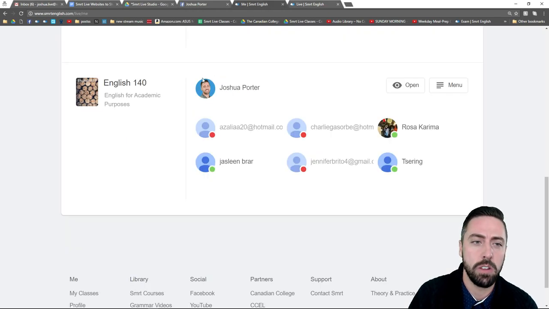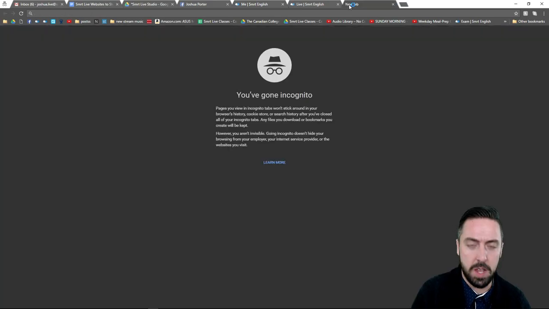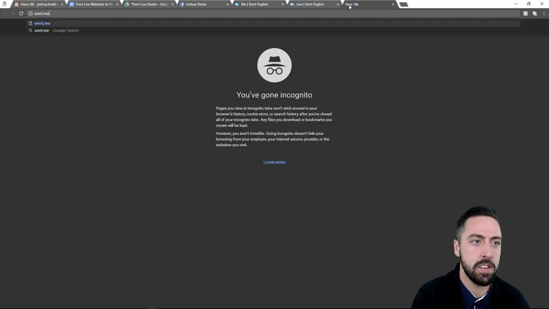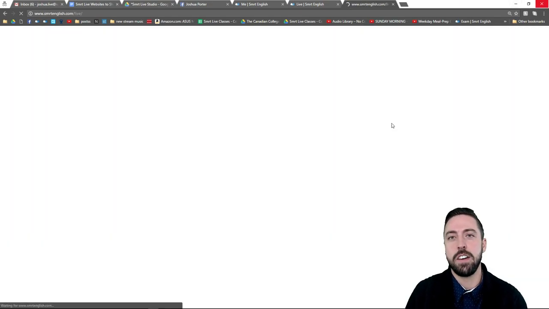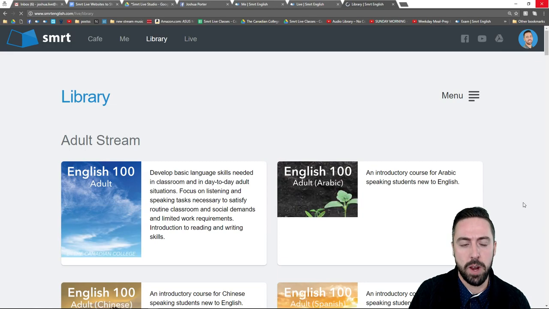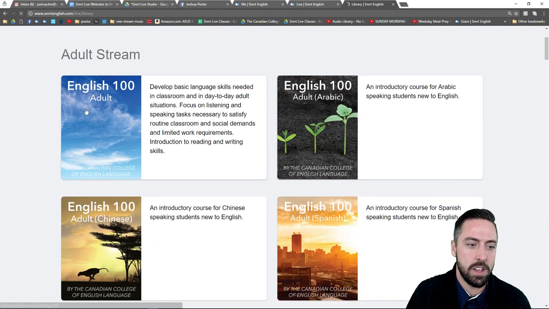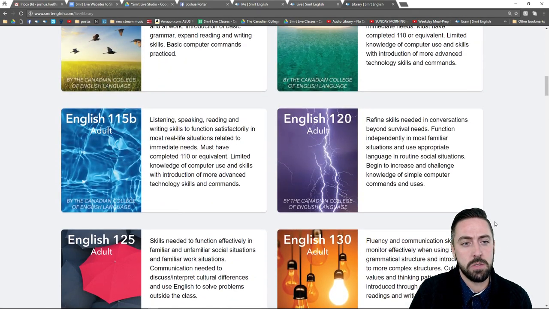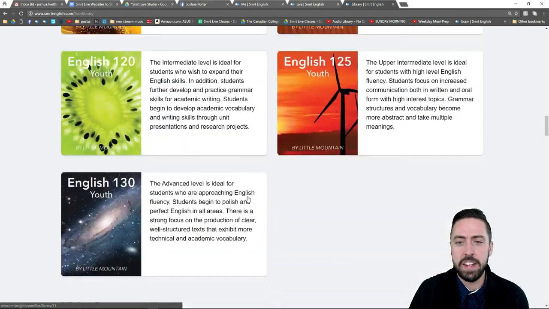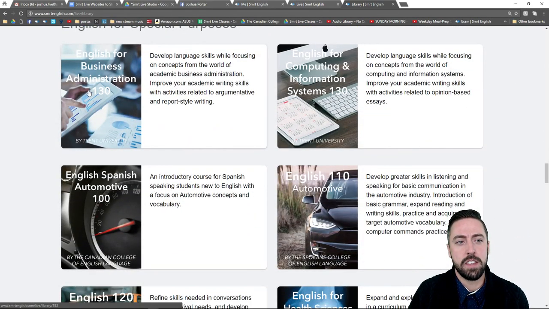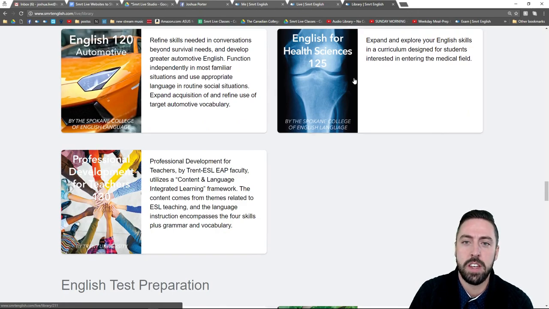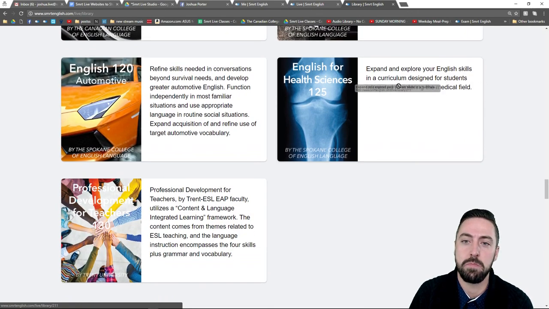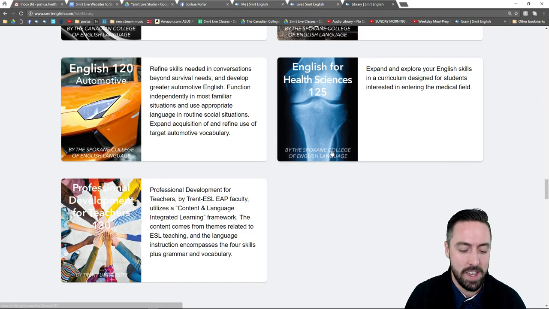So you have access to all of the curricula. For example, if I go to smrt.me, I can see all of these lessons that are so cool. There's a big library. You have access to English 100 all the way to 140, so you get 6 different levels of English. And then there's a bunch of other cool classes, like English for Business Administration, Computing and Information Systems, Automotive, Health Sciences. I used to work in the medical field and I helped build this class. You can see there by the Spokane College of English Language, pretty cool stuff.